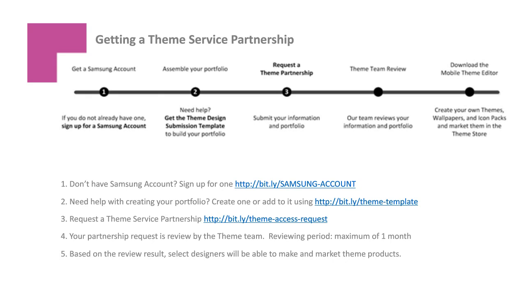Third, now you have the Samsung account, you have the design portfolio. Go to the third link, which is bit.ly/themes-access-request, and fill out the form, and submit your design portfolio. Once these three steps are done, our theme review team will review your application, and the review might take a maximum of 1 month, not always, but in some cases it might take. Sometimes we get a lot of requests, so it might take a month. Once that is done, we will get back to you with the approved application, or we will update you if we need a few more details from your side.